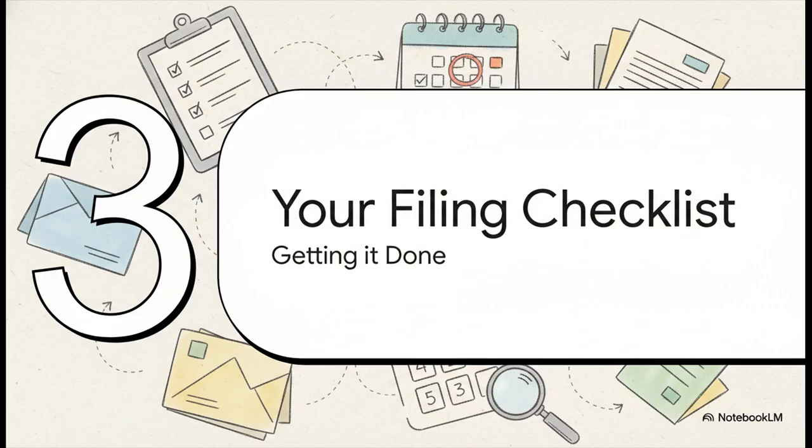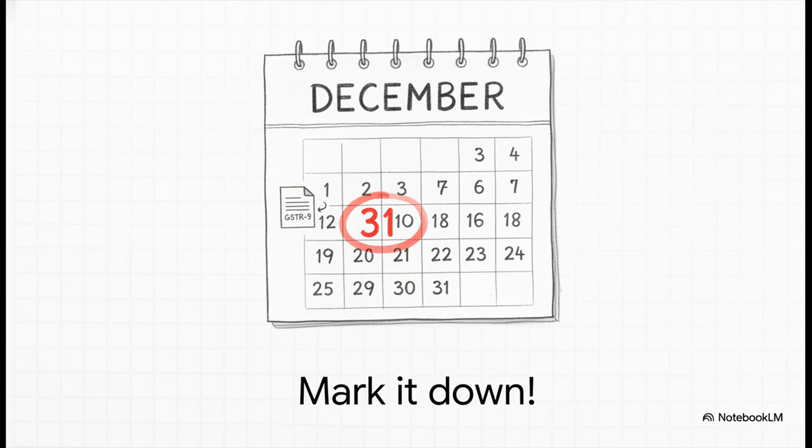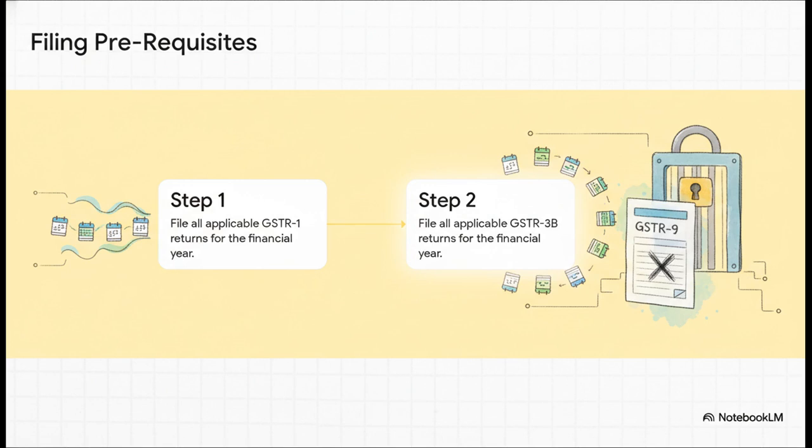What absolutely needs to be on your checklist to get this done right? Okay, first things first, the due date. This is the big one. Put it in your calendar, circle it in red. It's the 31st of December of the following financial year. Don't forget it. And before you even think about starting your GSTR-9, there's a huge prerequisite. It's non-negotiable. You literally cannot file your annual return until every single monthly or quarterly GSTR-1 and GSTR-3B for that year is in. The system just won't let you proceed.